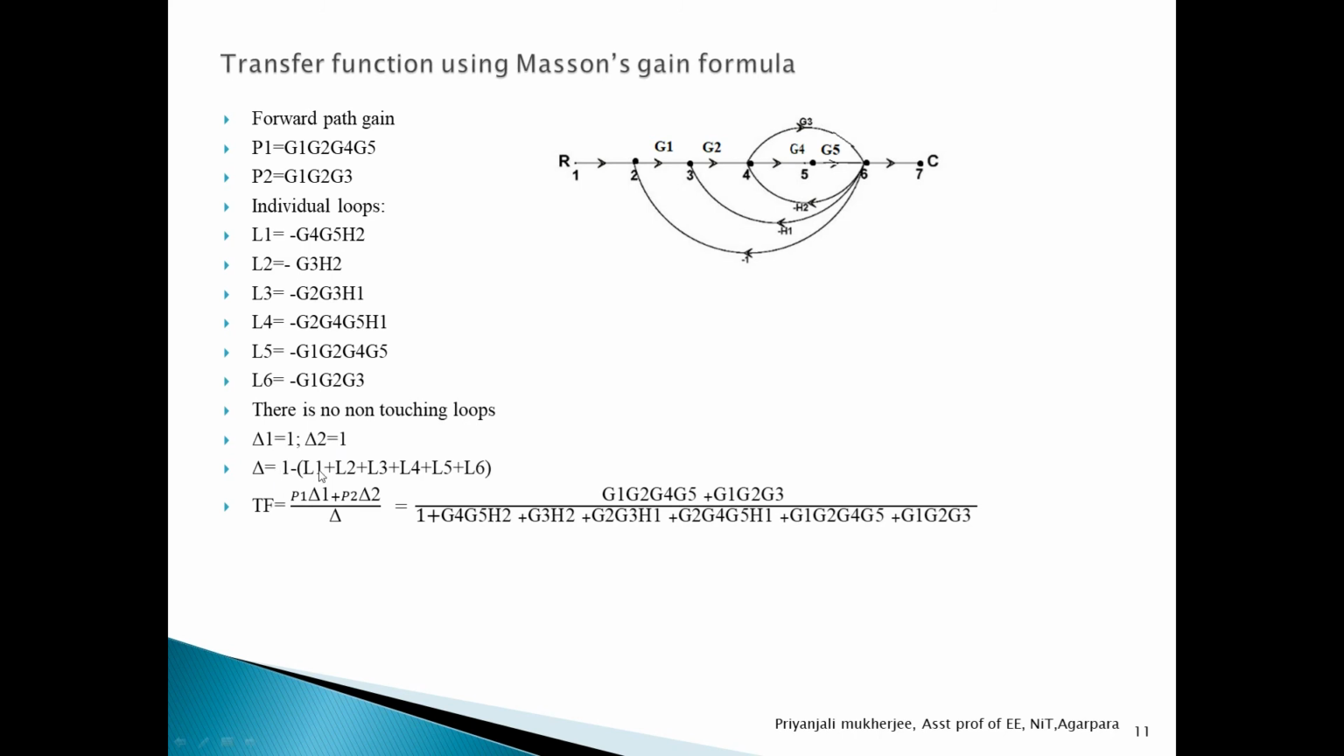Next we need to find the delta, that is 1 minus the summation of individual loop gains, and finally we apply Mason's gain formula, P1 delta 1 plus P2 delta 2 by delta, and this gives the overall transfer function like this.